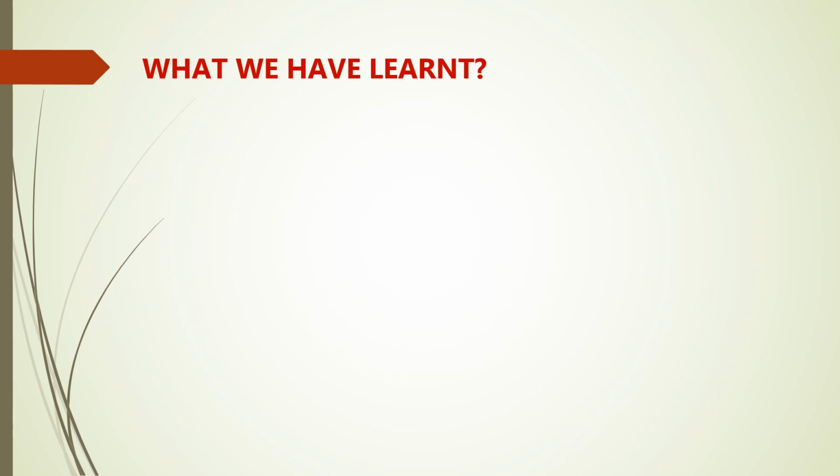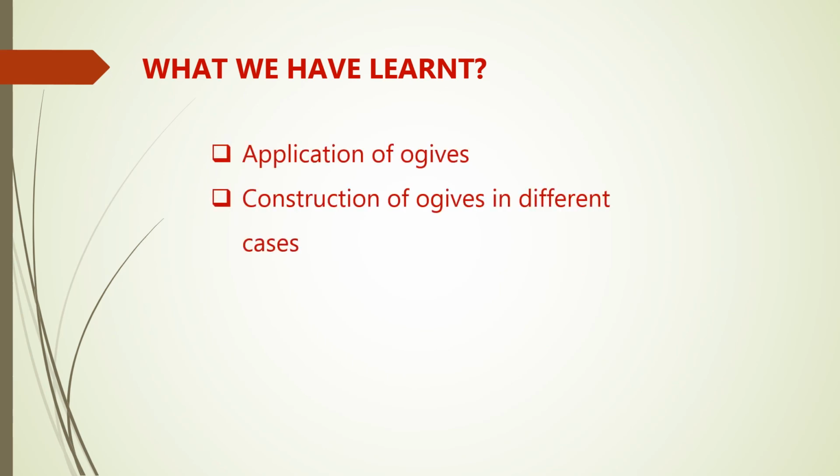What have we learnt in this class? Application of ogives. That means by using ogives, we can find the measure of central tendency, the median. This can be calculated by using only the less than ogive, or only the more than ogive, or both. We can construct ogives in different cases. By different cases, the data can be given in any form. You can construct the ogives.